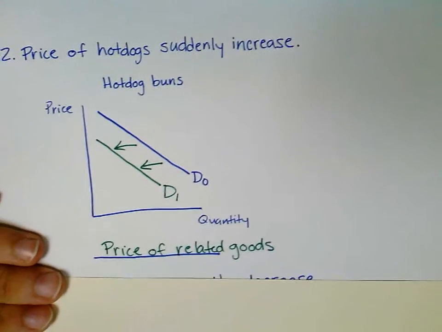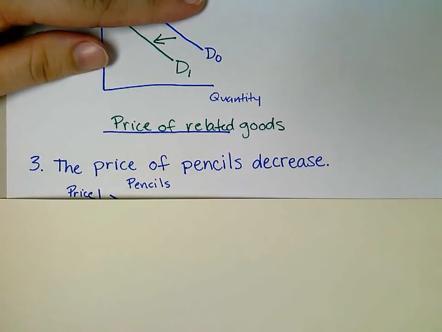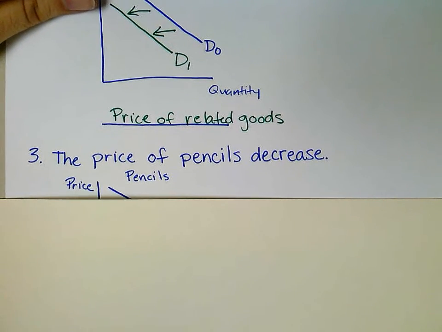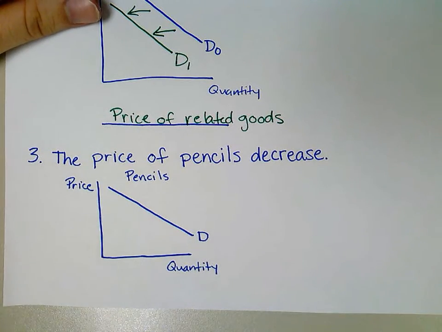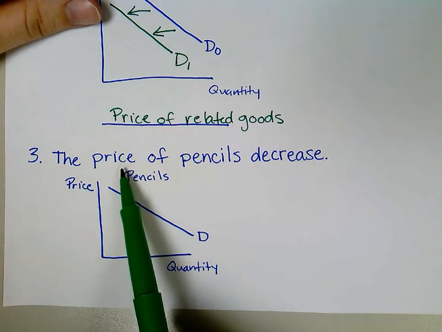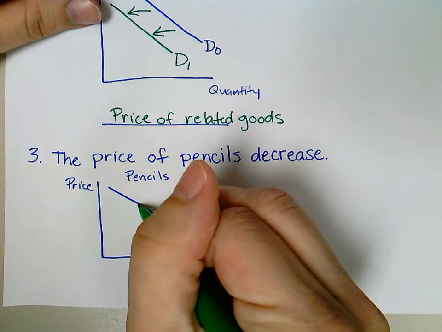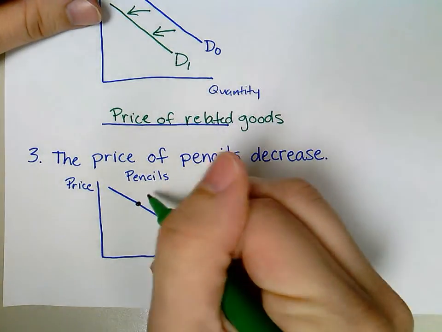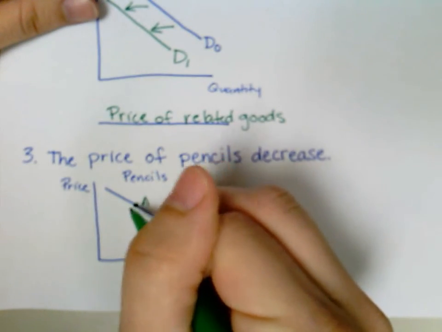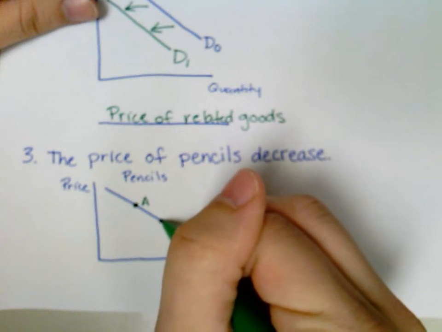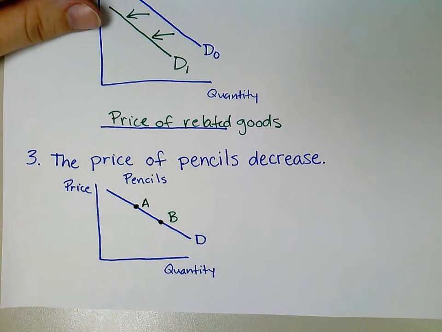One last example to see if you have this. So we have price of pencils decrease. So now we're dealing with just the price of something changing. And so what that means is that this is a change in quantity demanded. So if it's decreasing, here's price A, which is higher than price B. And that's demand.